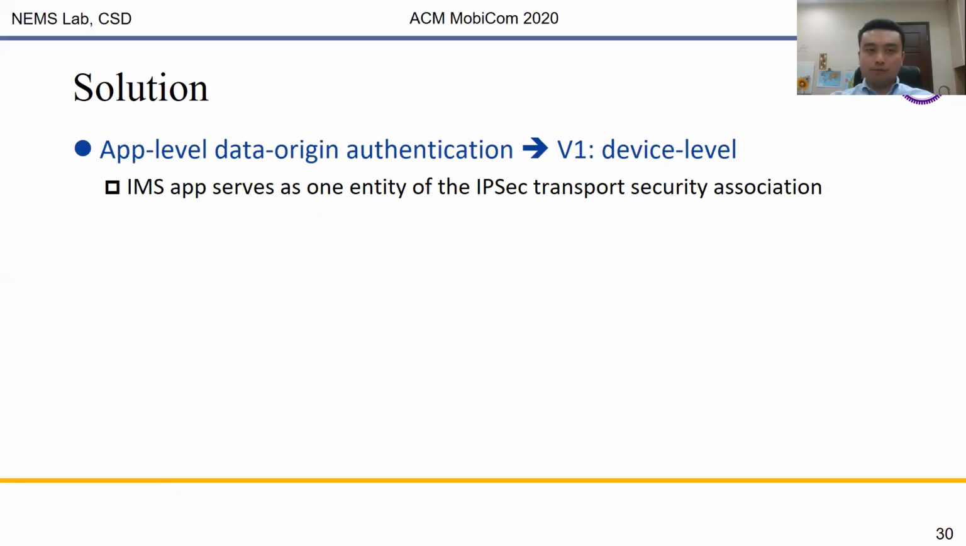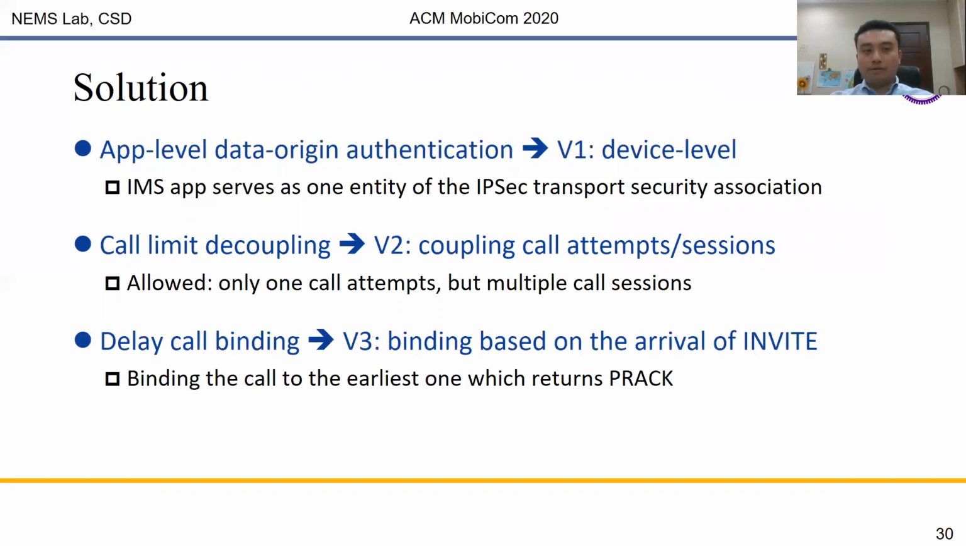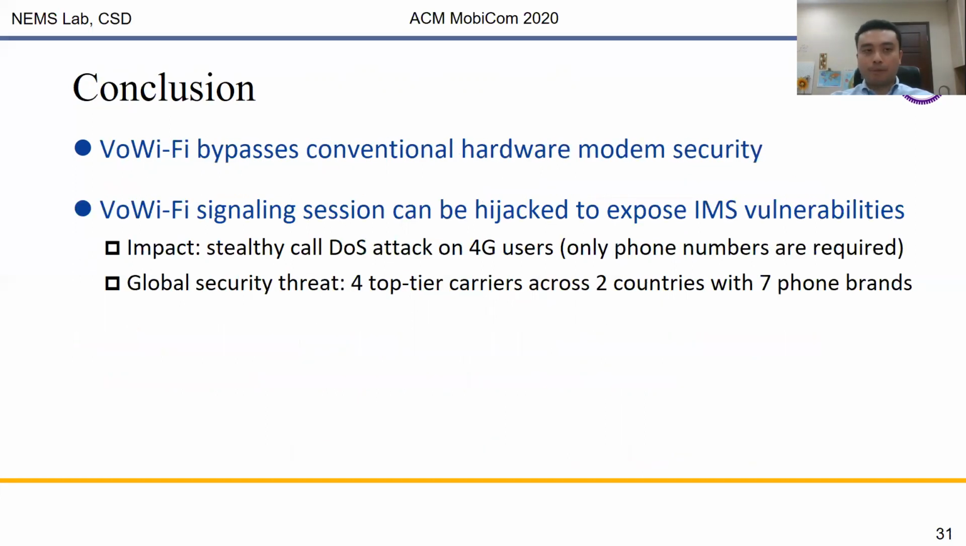Then we propose solutions for each vulnerability. For the first vulnerability, we propose application-level data origin authentication. The application should serve as one entity of the IPsec Transport Security Association. For the second vulnerability, we propose call limits decoupling. For the third, we propose delayed call binding. We should bind the call to the earliest one, which retains prereq, instead of the invite. Their effectiveness has been validated on our prototype using Open IMS Core.